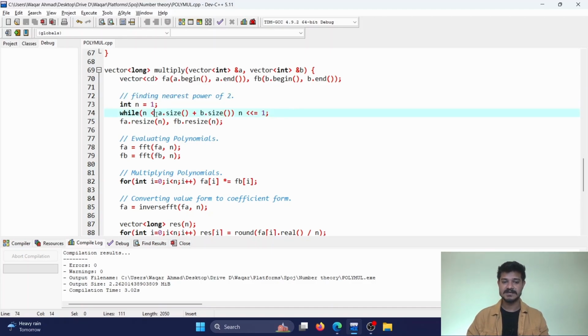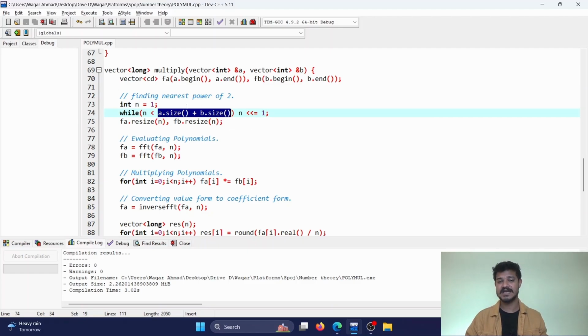So what we do, see, a is having degree a dot size and b is having degree b dot size. The result will be having degree product, or basically addition of these two, right? So when you are calculating n, basically number of points on which you want to evaluate the resultant, right? Since the resultant will have degree a dot size plus b dot size, right? So n should be greater than that. You remember, if a polynomial is having degree d, we need to evaluate it at least on d plus 1 points, right?